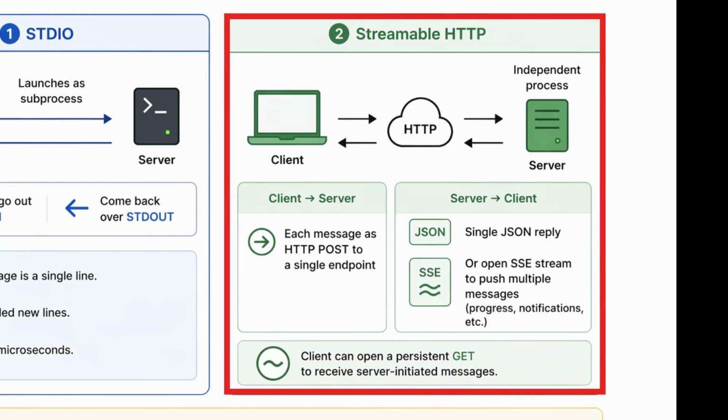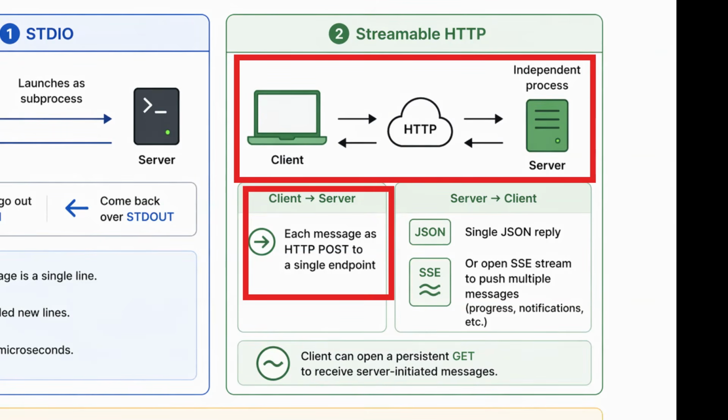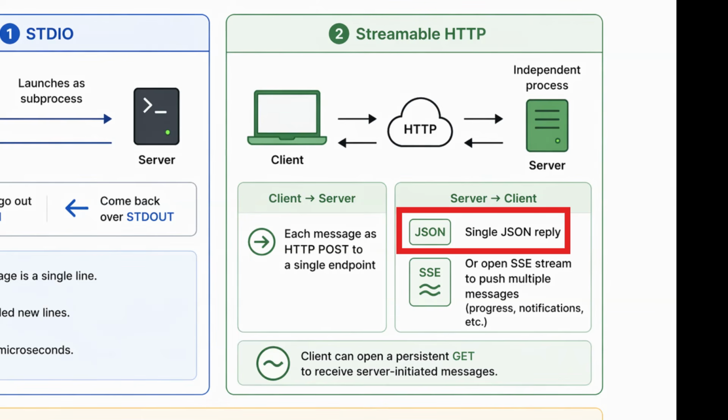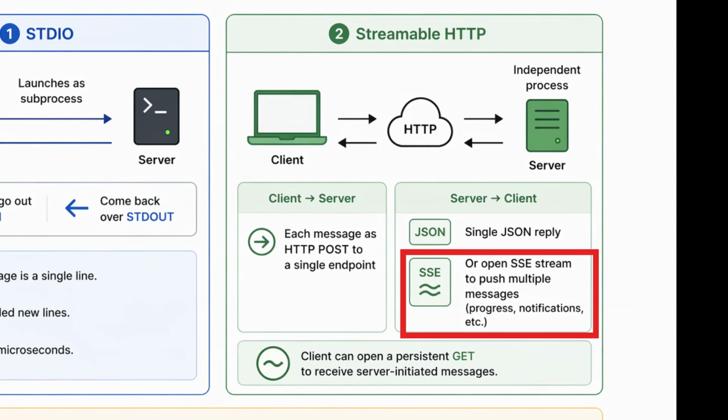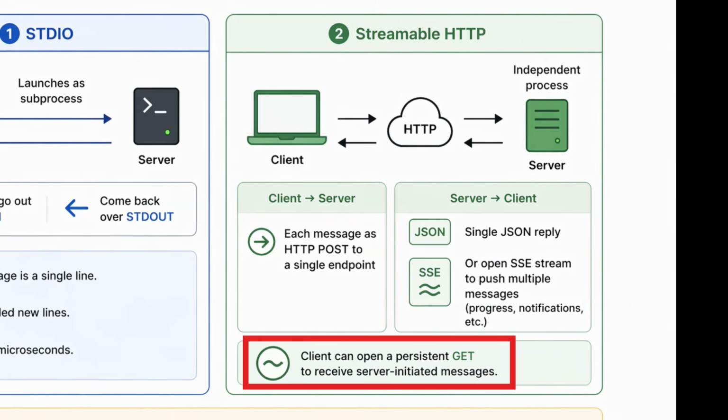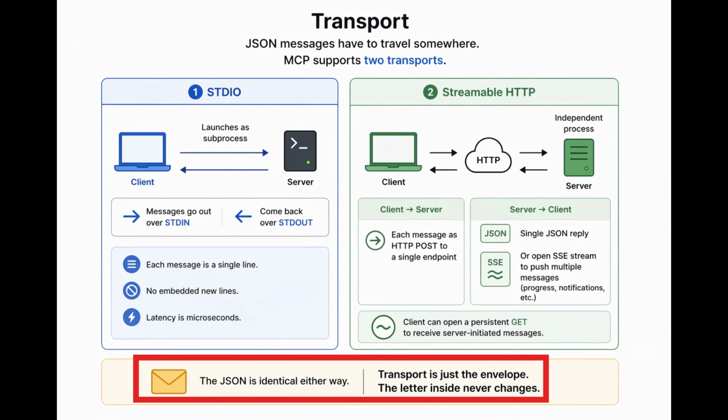Streamable HTTP. The server runs as an independent process. Client sends each message as an HTTP POST to a single endpoint. Server can respond with a single JSON reply or open an SSE stream to push multiple messages back. Progress updates, notifications, whatever it needs to stream. The client can also open a persistent GET to receive server-initiated messages. The JSON is identical either way. Transport is just the envelope. The letter inside never changes.